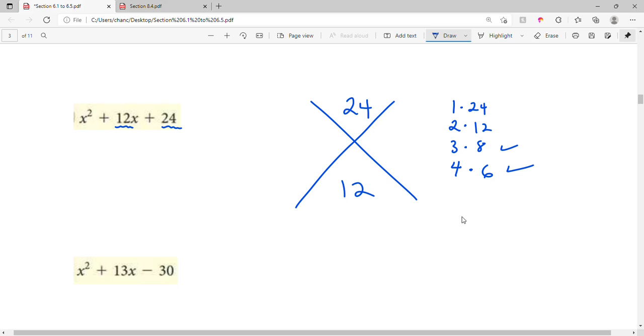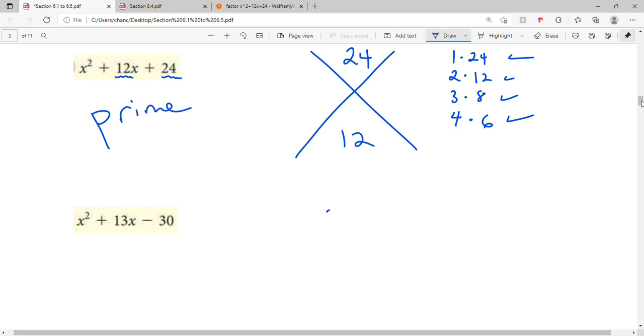So these are the only possible options to multiply to get a 24. And none of these will add up to get a 12. So that means x squared plus 12x plus 24 is prime. We can't factor it.